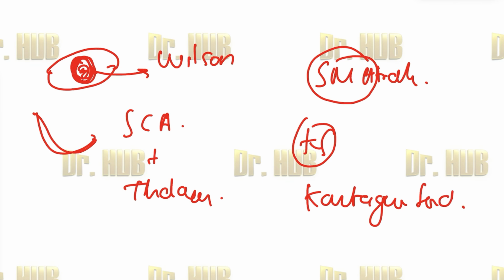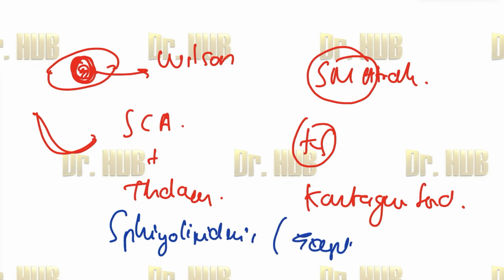Next, it also includes the sphingolipidoses, with an exception, that is, except Fabry's disease. So this is about the autosomal recessive.